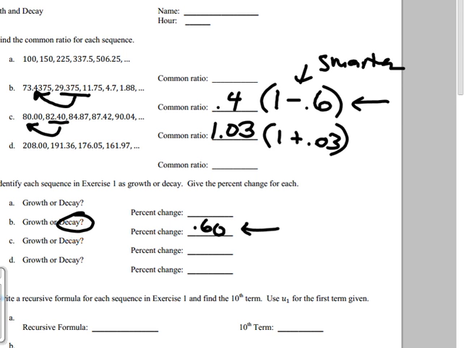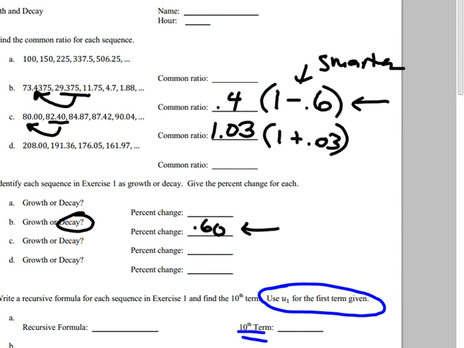All right. Now, down here in the next section, number 3, it says write a recursive formula for each sequence and find the 10th term. It says use u sub 1 for the first term given. You know why u sub 1 is a smart call? Because if they're going to ask you for the 10th term, then you should start with a 1. Because then you can count and say the second term is u sub 2, the third term is u sub 3. It makes sense that way.